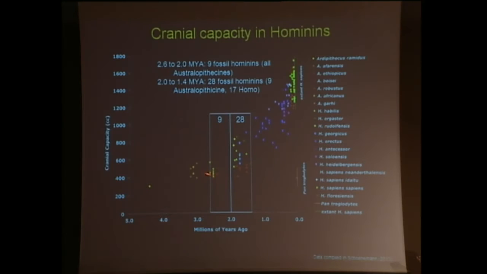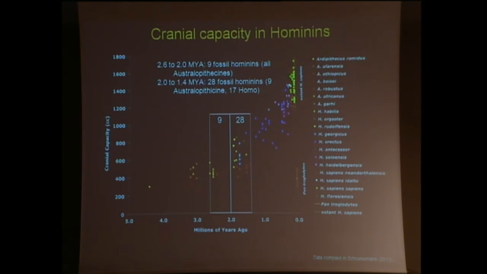Our colleague Tom Schoenemann worked on this and gave it to us. These are those 600,000 year time periods we're talking about here. And these are crania that are complete enough that you can do an estimation of cranial capacity. So between 2.6 and 2.0, we have 9 hominids, and they're all Australopithecine. Between 2.0 and 1.4, we have 28, and basically 2/3 of them are genus Homo. The rest are the robust Australopithecines.